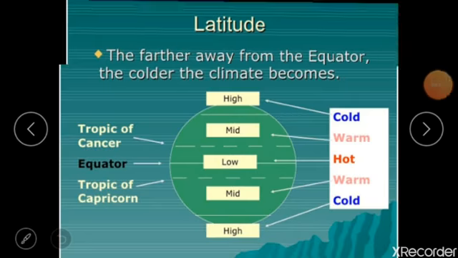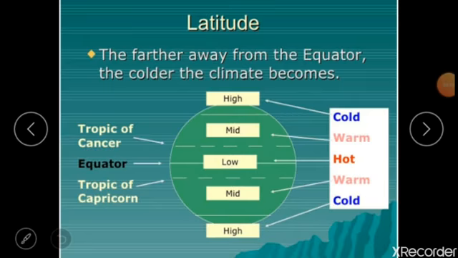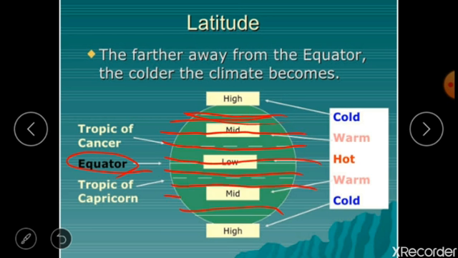You must remember the zones of earth that we discussed in the previous lesson. These are the regions: the equatorial region, this is the Tropic of Cancer, the Tropic of Capricorn, the Arctic Circle or the Antarctic Circle. So these are the lines of latitudes. There are several lines.